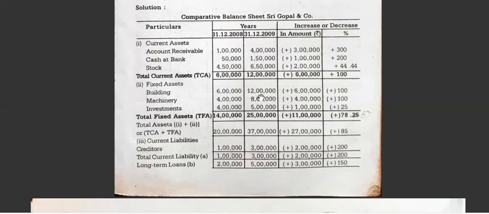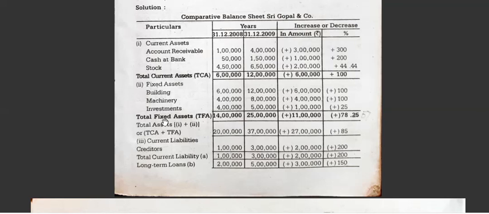What is the increase here? 6 lakh. Here increase 4 lakh. Here increase 1 lakh. After writing the amount, find out the percentage. 6 lakh divided by 6 lakh into 100, it is 100%. 4 lakh divided by 4 lakh into 100 is 100%. 1 lakh divided by 4 lakh into 100, 25%.